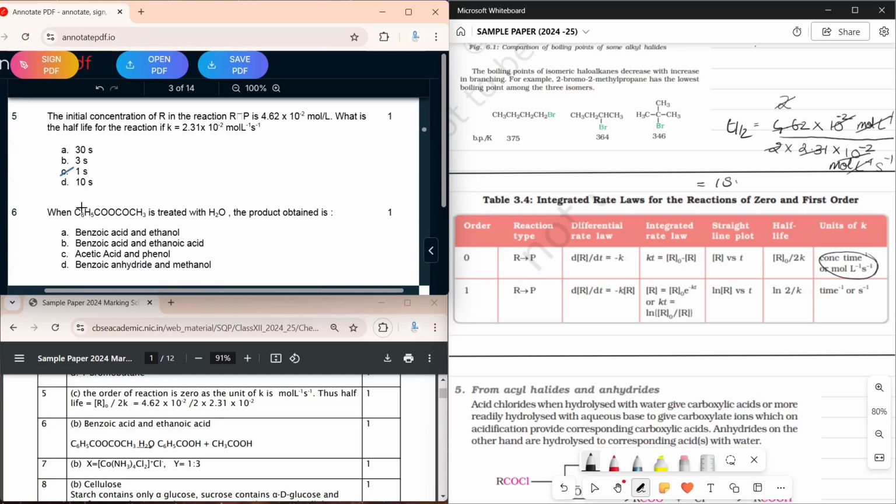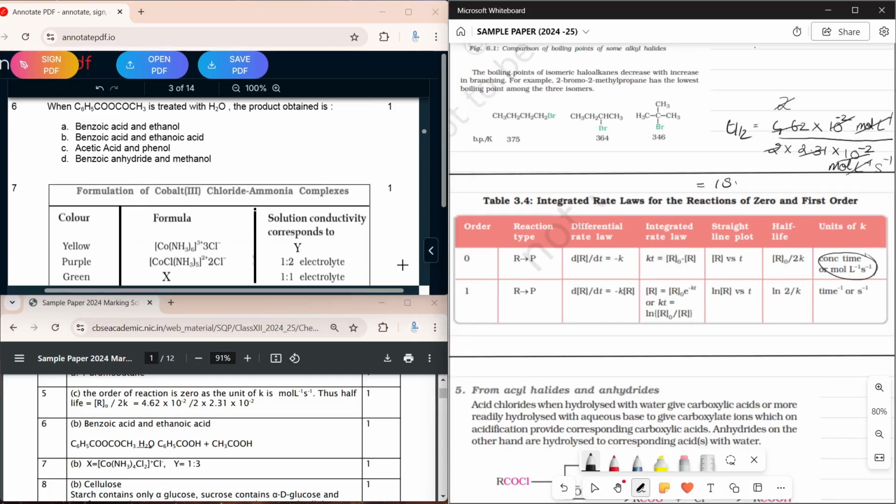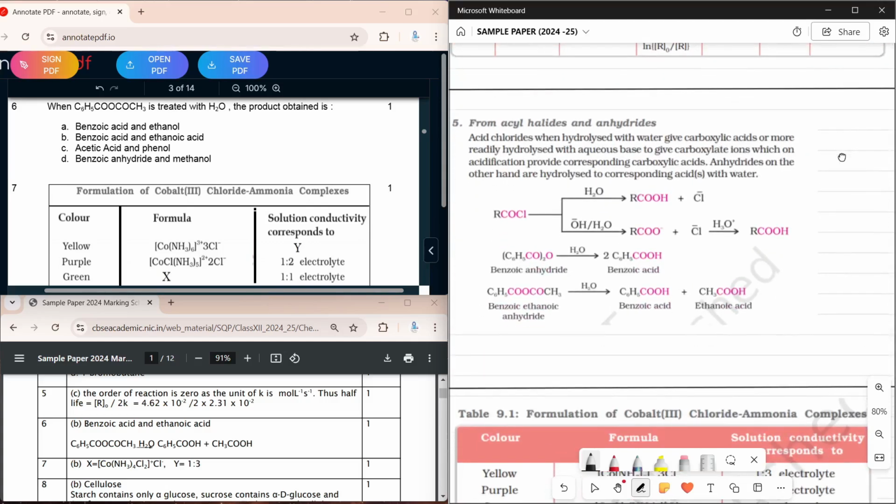The sixth question. When C6H5COOCOCH3 is treated with H2O, the product obtained is. First of all, if you've noticed the options and even the question given to you, it's an anhydride, right? It's an acid anhydride. Now this is from the chapter aldehydes, ketones, and carboxylic acids. So this is actually a preparation method of acids from acyl halides and anhydrides.